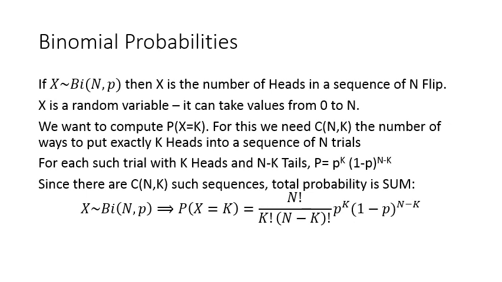So the probability that X equals k is n choose k, which is n factorial over k factorial times n minus k factorial, multiplied by the probability of one of these outcomes, which is p to the k times 1 minus p to the n minus k. So this is the derivation of the formula for binomial probabilities.